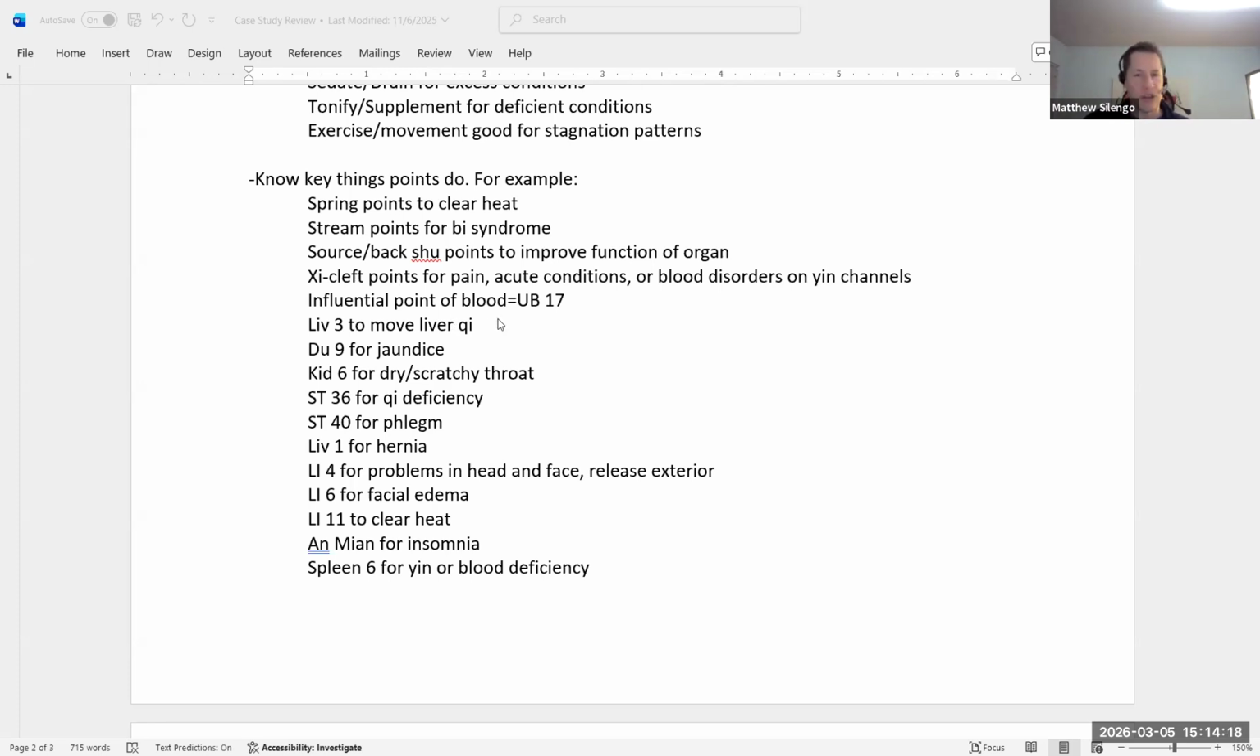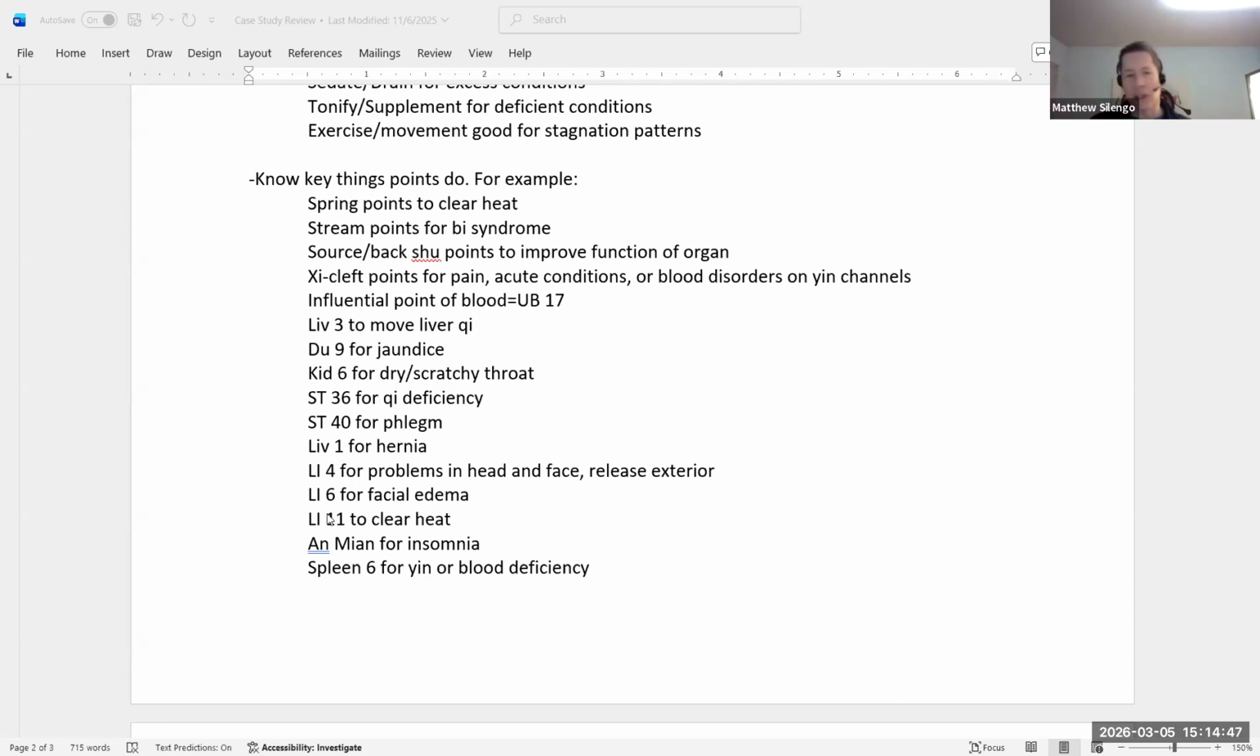And then there are common influential points. UB17 is the influential point of blood, so it could be used for a variety of blood patterns. Liver 3 is a major point for moving liver chi, and of course, liver chi stagnation is a very common pattern. Du 9 is a big standout point for jaundice and so on. Like stomach 40 for phlegm: almost always, if it's a phlegm pattern, stomach 40 is one of the points in the point combination.